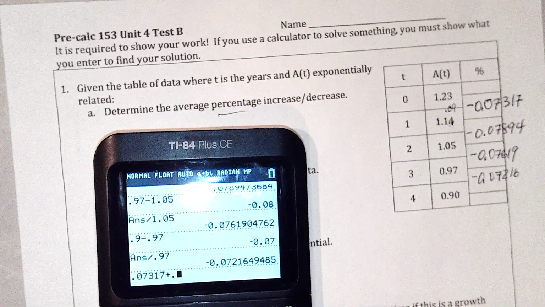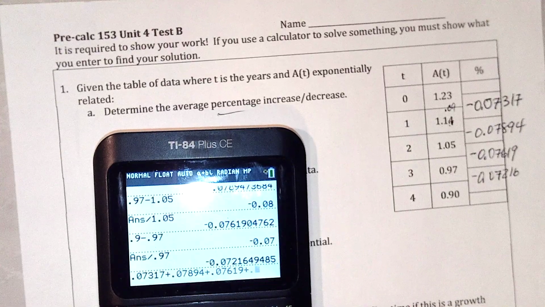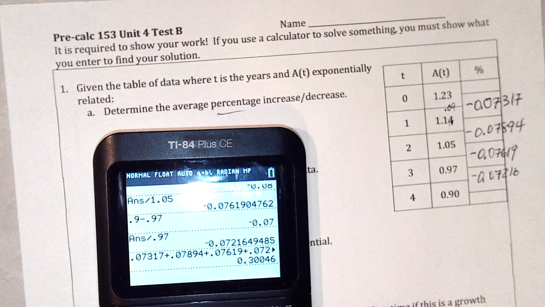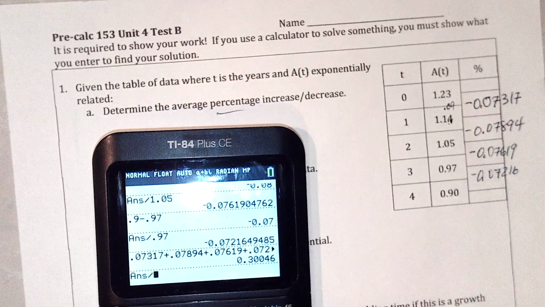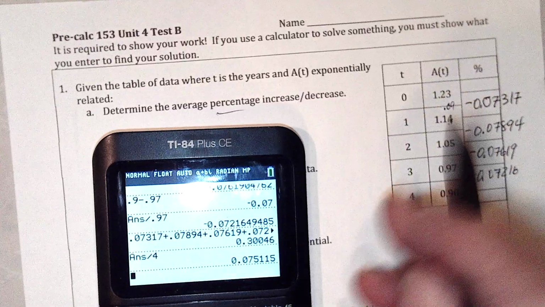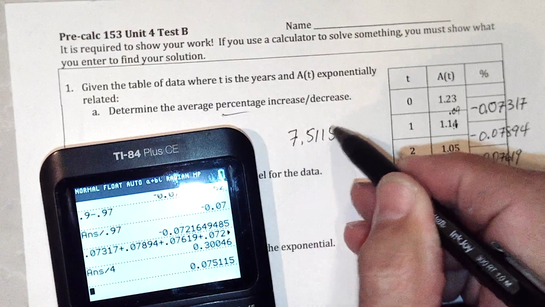So for the average, and I want it in percent, I'm going to add those up: 0.07317 plus, you notice I'm not putting in the negatives. The answer is going to be negative, I know that, so I don't have to type those in. 0.07894 plus 0.07619 plus 0.07216. And I get 0.03 divided by 4, and I get a percentage decrease of 7.5115%.